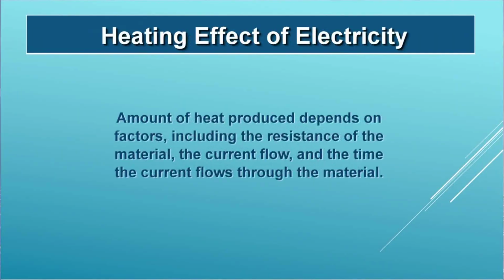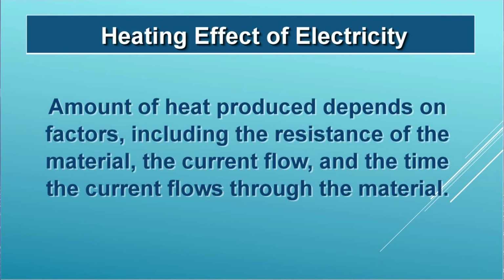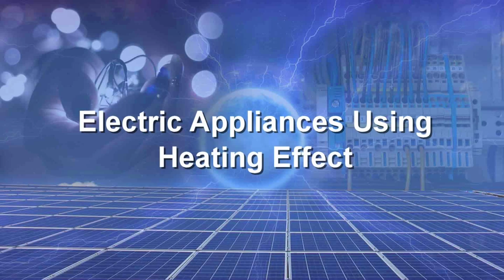This phenomenon is used in a wide range of kitchen appliances. The amount of heat produced by the electrical current depends on several factors, including the resistance of the material, the current flow, and the time the current flows through the material. Now, electric appliances using heating effect.